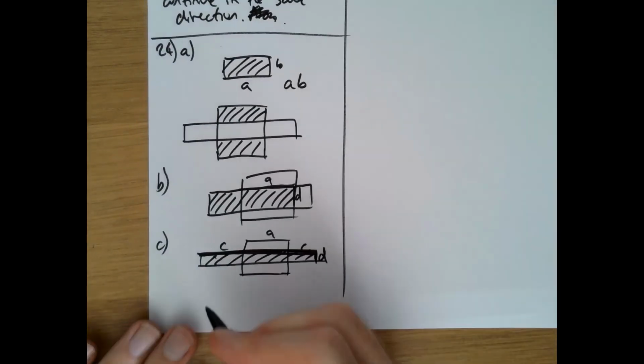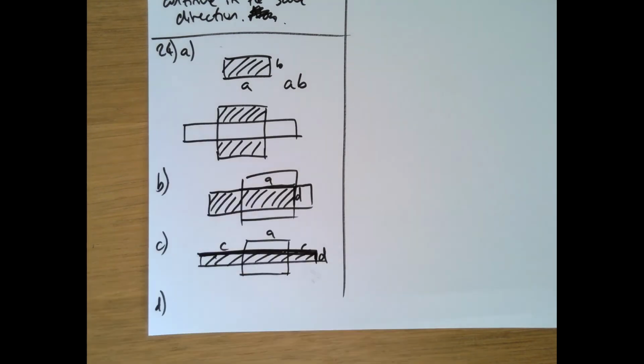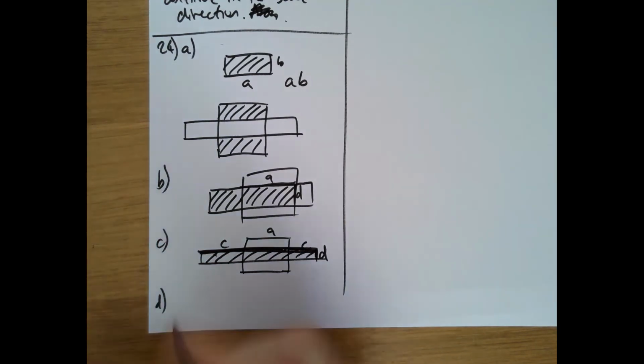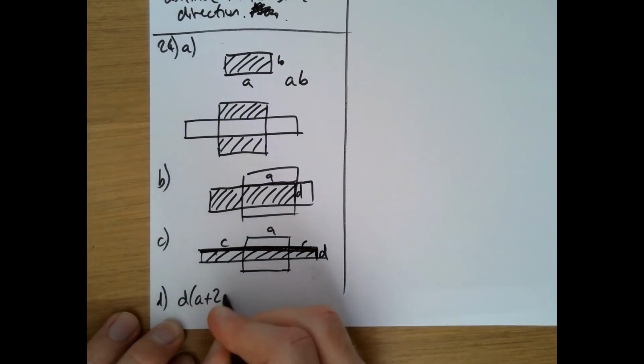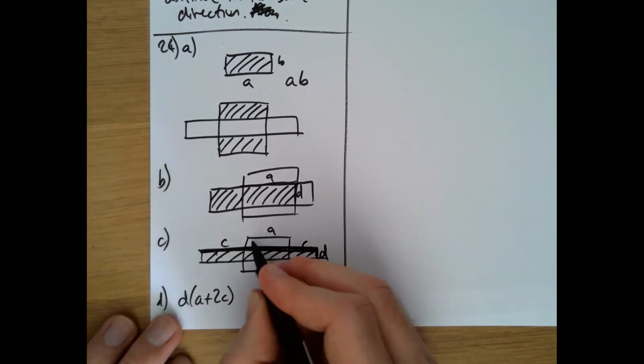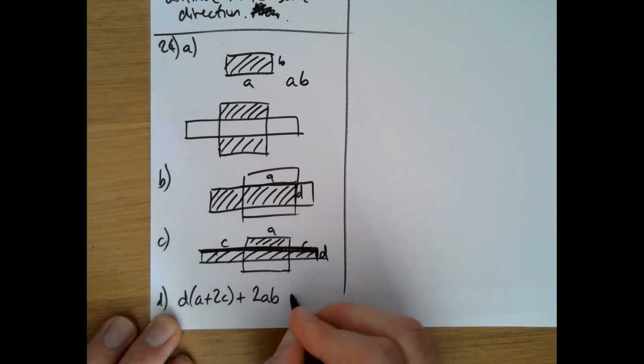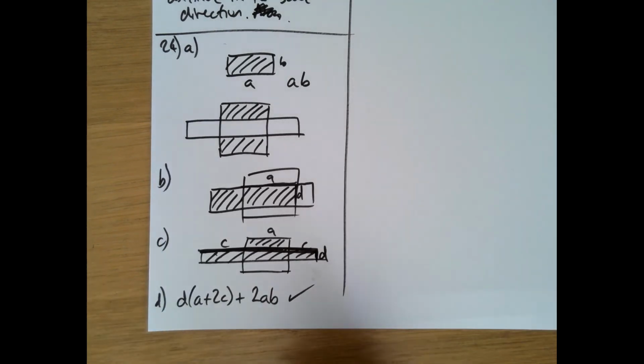Let's see if I can squeeze this question onto the bottom. Right then, expression shape. Well, then we can be quite clever. From the previous question, D brackets A plus 2C is the whole thing. This one we worked out was AB. We need two lots of that, so I can just write two lots of AB plus that middle bit.